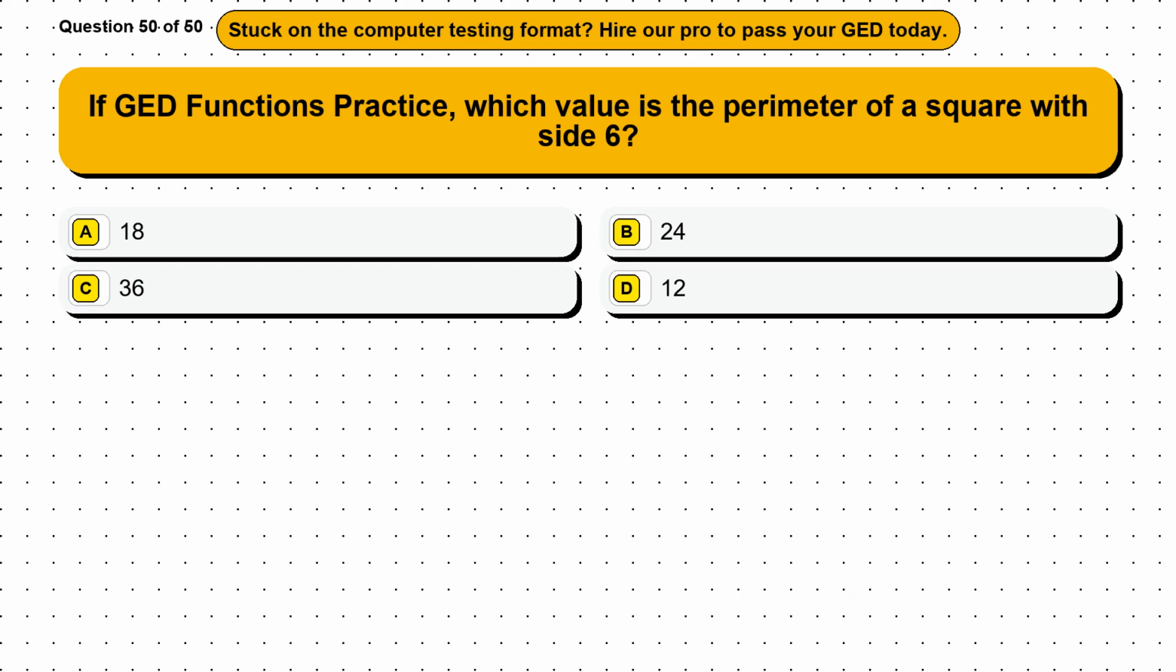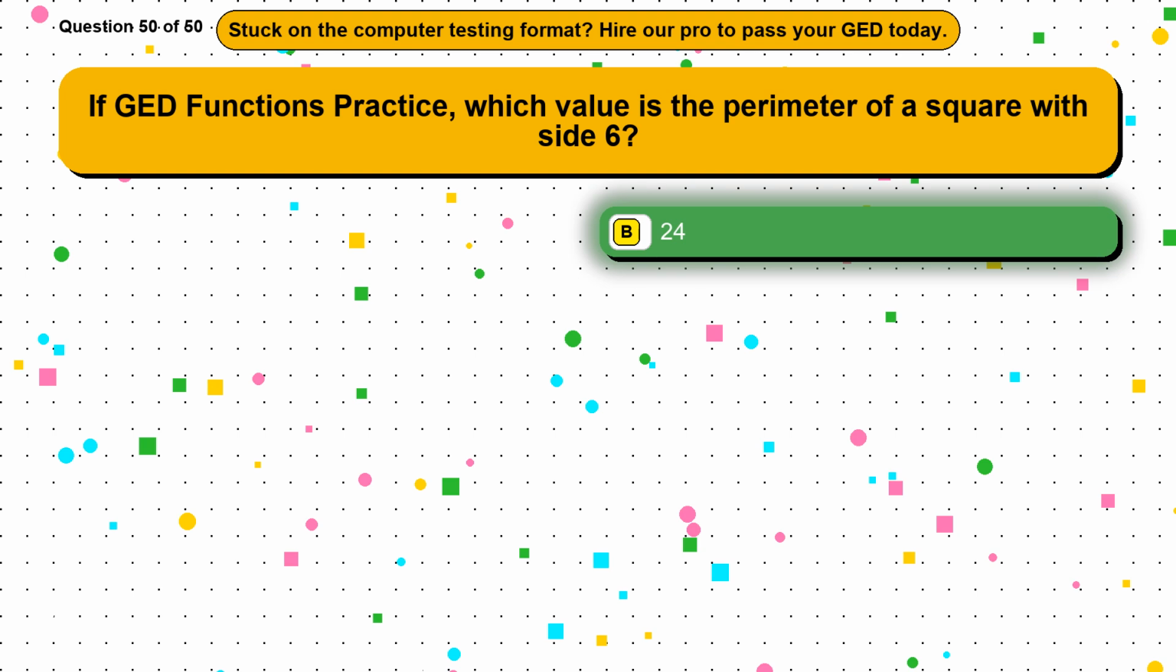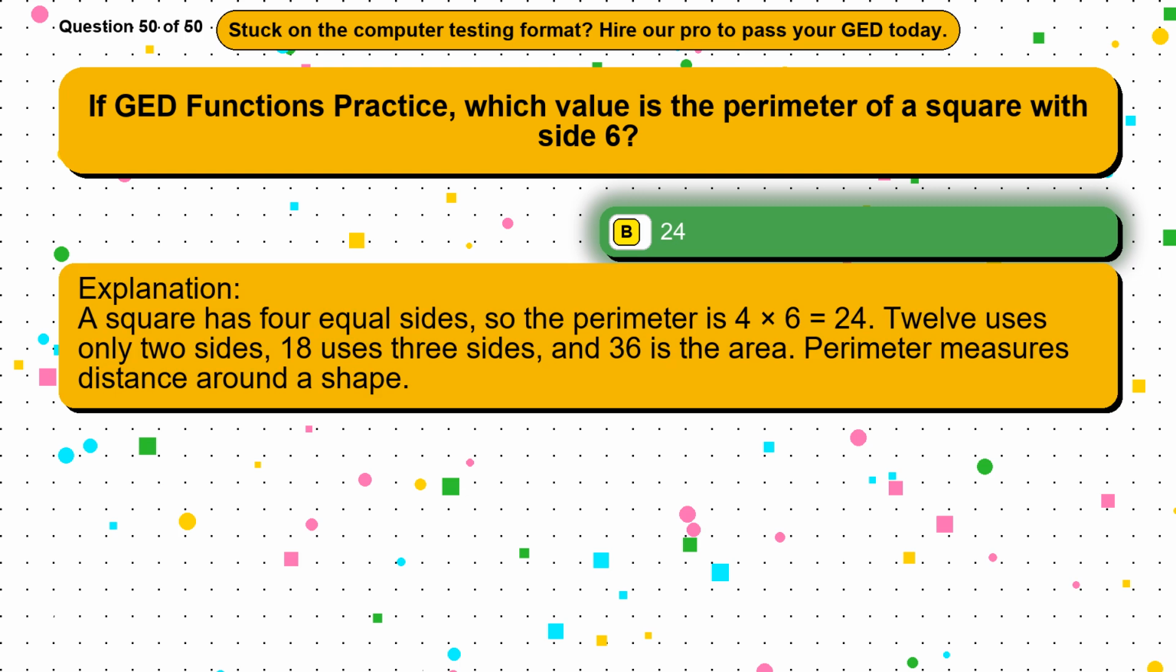Question 50. If GED functions practice, which value is the perimeter of a square with side 6? Option A 18. Option B 24. Option C 36. Option D 12. The correct answer is option B. 24. A square has 4 equal sides, so the perimeter is 4 times 6 equals 24. 12 uses only 2 sides, 18 uses 3 sides, and 36 is the area. Perimeter measures distance around a shape.